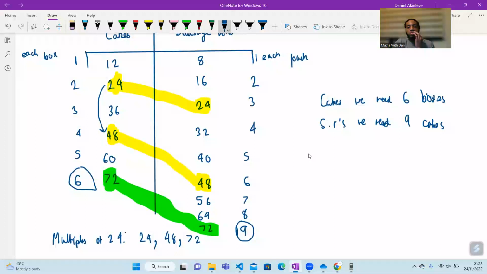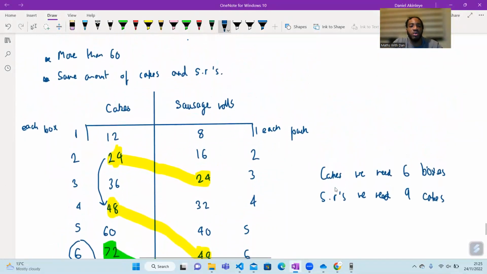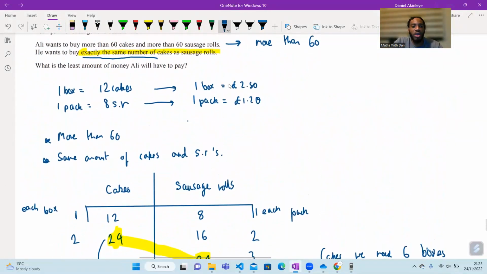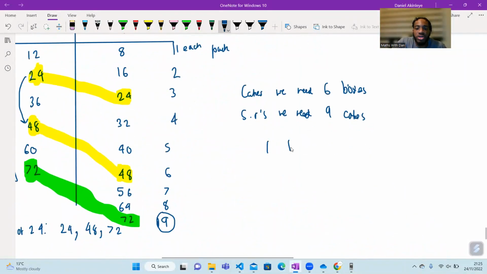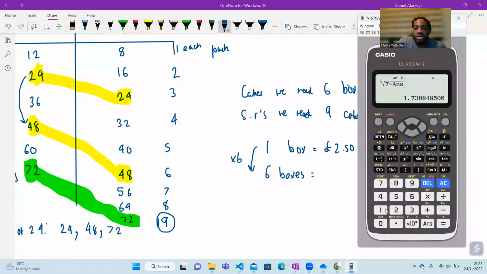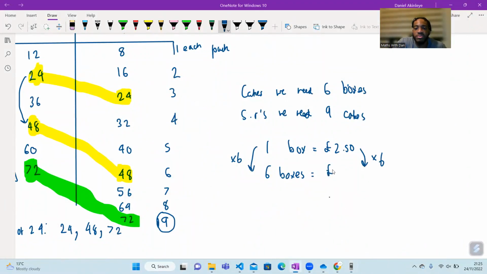Okay, so now we go to our pricing, don't we? We know that 1 box was £2.50 for the cakes, and we know we need 6 boxes. So 1 box is equal to £2.50, so 6 boxes will equal, well, I will just do 1 times 6, wouldn't I? So that would be, I'll just put on my calculator, 2.5 times 6. This is just £15. So I know I'm going to be using £15.